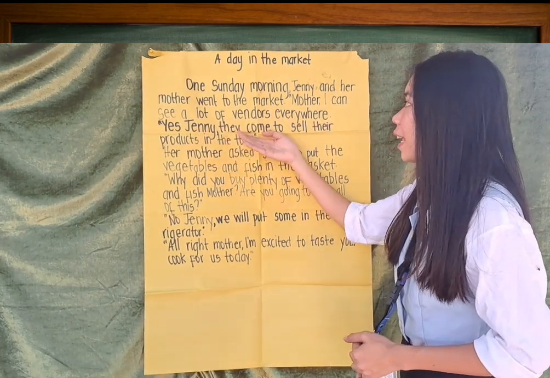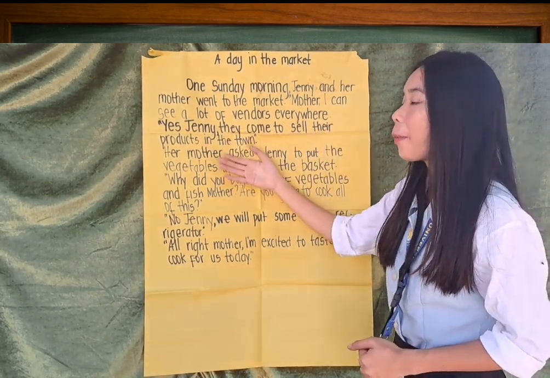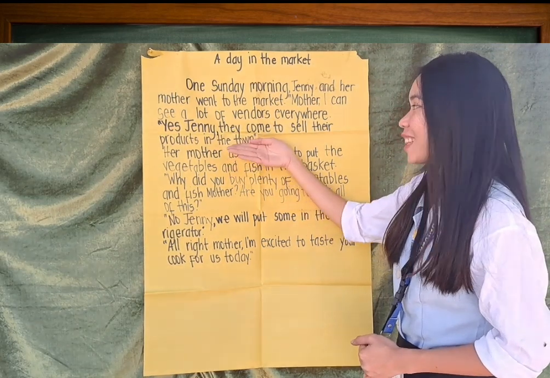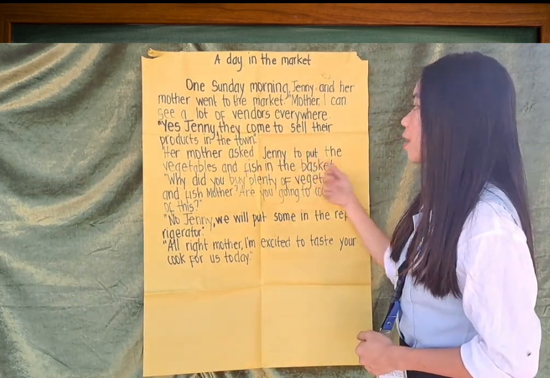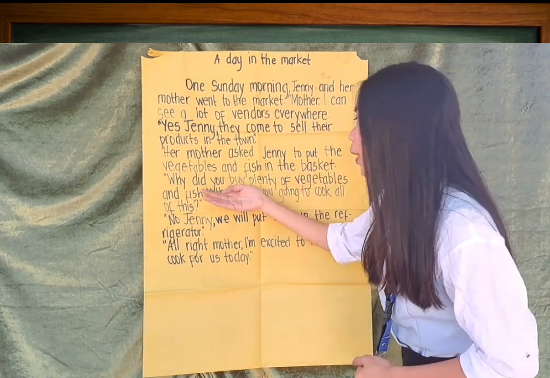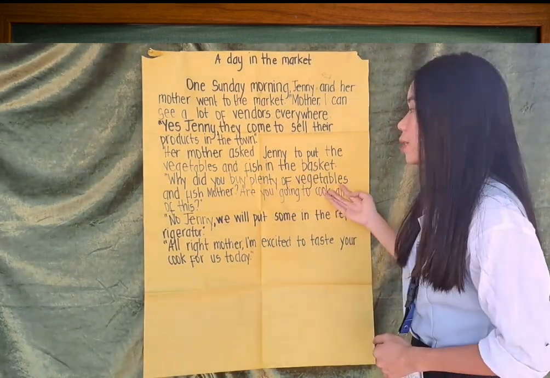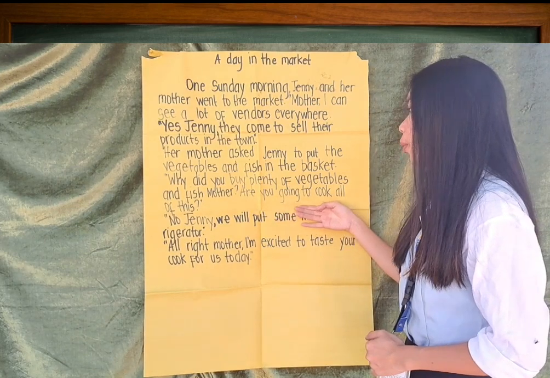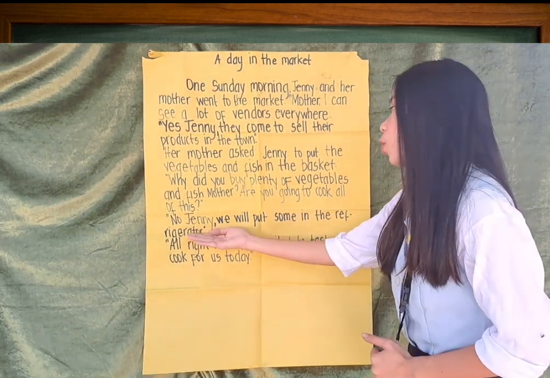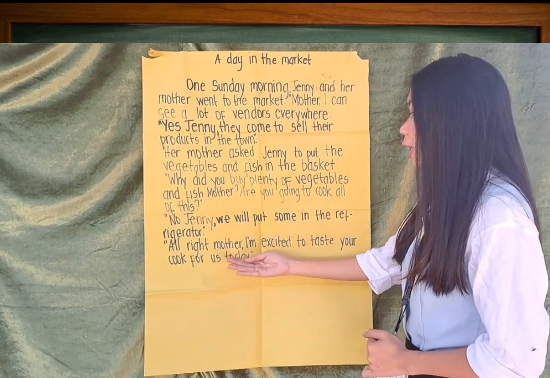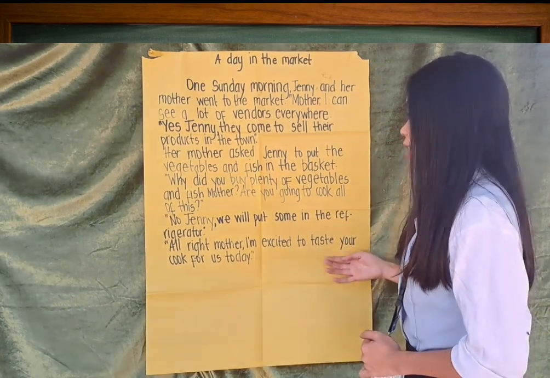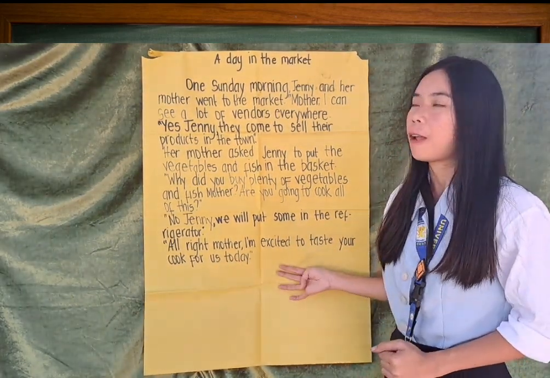Yes, Jenny, they come to sell their products in the market, in the town. Her mother asked Jenny to put the vegetables and fish in the basket. Why did you buy plenty of vegetables and fish, Mother? Are you going to cook all of this? No, Jenny. We will put some in the refrigerator. All right, Mother. I am excited to taste your cooking for us today.